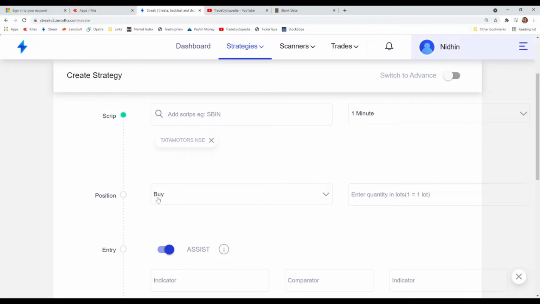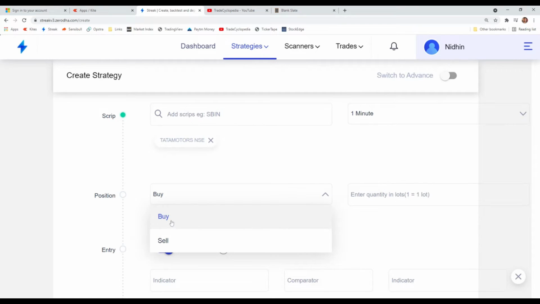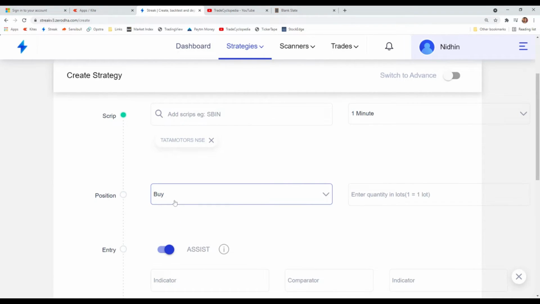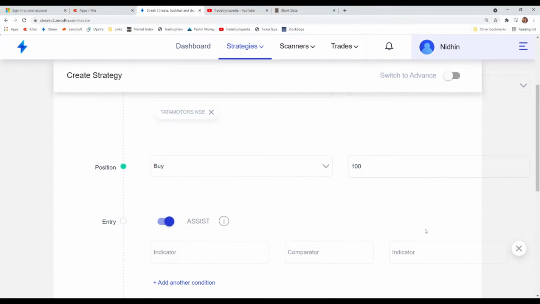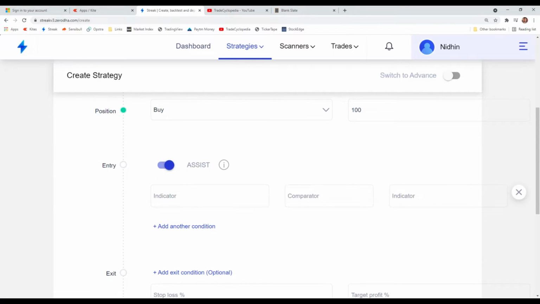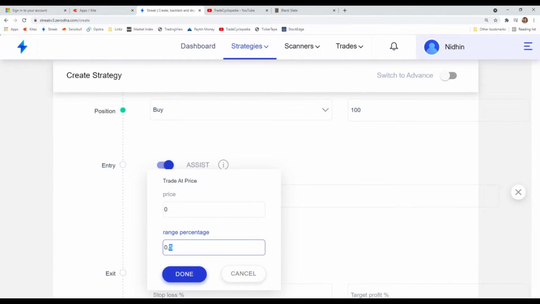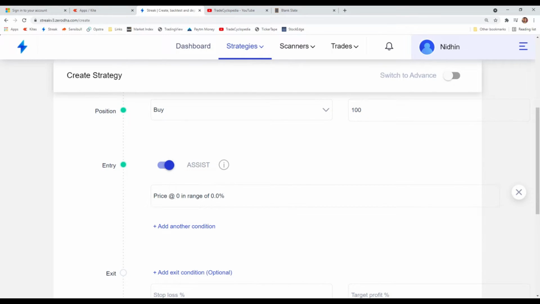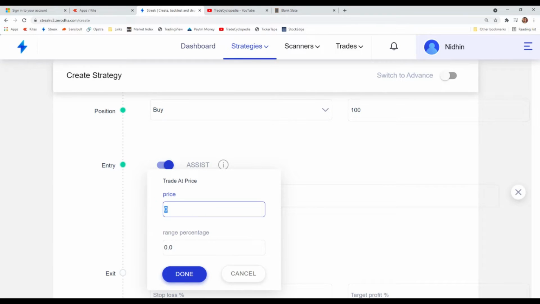And in positions, we have the option to select buy or sell. Of course, my position is buy because I need to buy 100 quantities of Tata Motors. I'm just specifying quantities directly. I'm putting 100, and we have an option to select position sizing, which will be coming in the next videos, and the entry conditions. Now I have the price, so I'm selecting a condition called trade at price, and I'm not specifying any range. So let the range be 0. I'll tell you what the range is. So I'm putting that range as 0. The price, I'm putting as 290. And the range is 0.